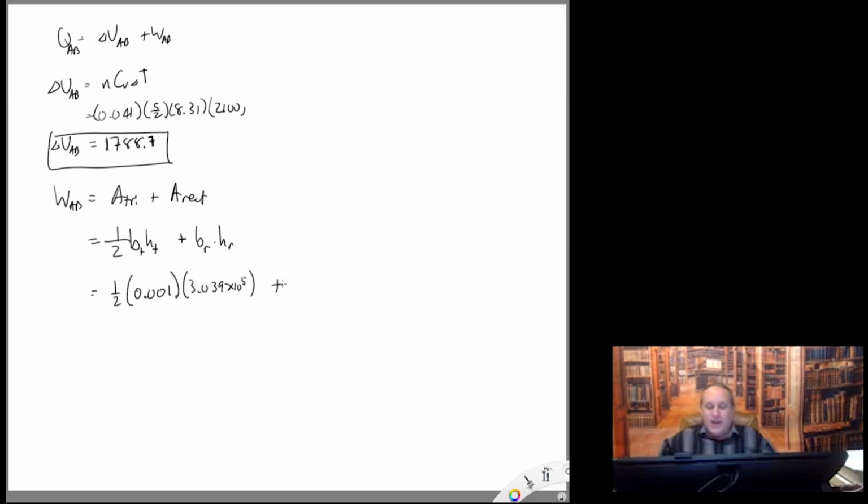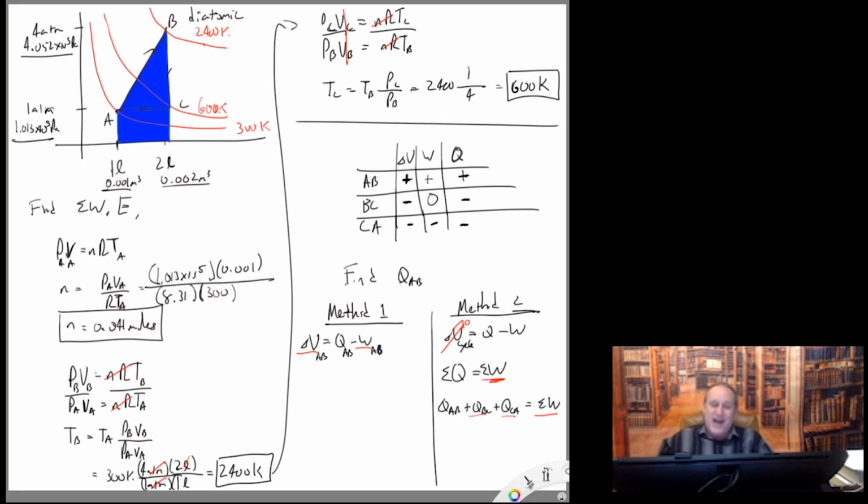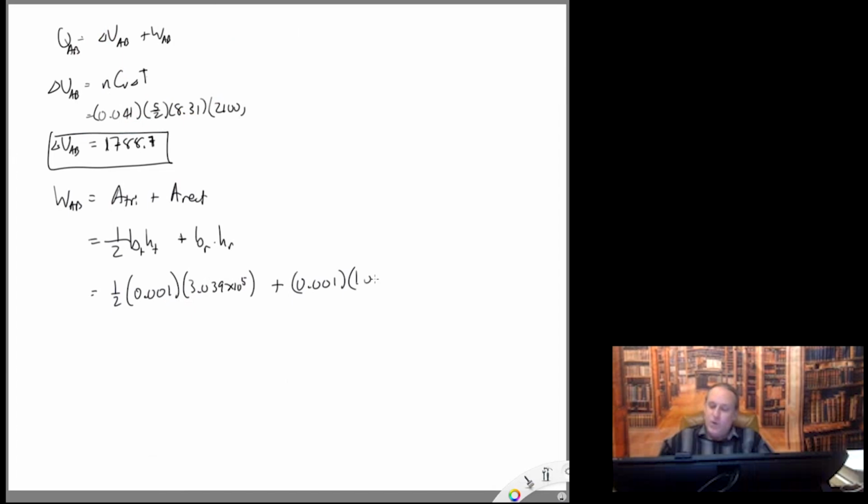Okay, so that's the area of my triangle. And for the rectangle, we have the same base, but the height of the rectangle is only 1 atmosphere. So 1.013 times 10 to the 5th. So the first number is 152. And the second number is 101.3.